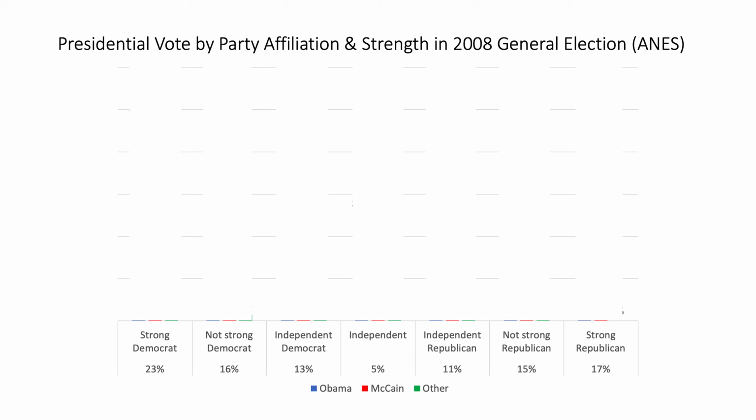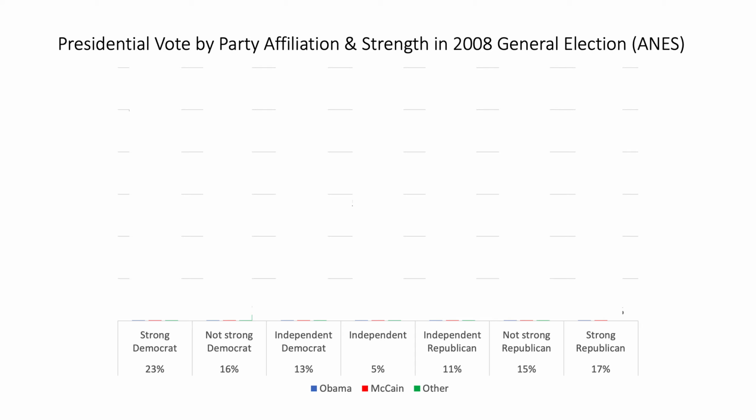Now you'll notice some numbers underneath each category on the screen. Those represent the percentage of the national electorate. So nationally in 2008, 23% of all the voters identified as strong Democrats. You go all the way over to the right, 17% identified as strong Republicans. And then you can move your way into the middle. Notice among pure independents, only 5% of the electorate in 2008 said, no, I'm a pure independent.